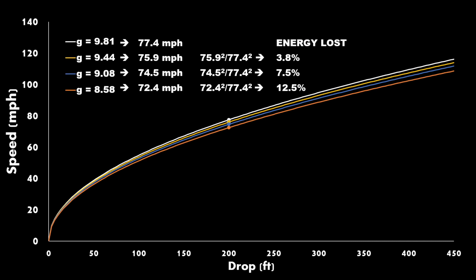So where is all this energy going? It's not really lost, it is being converted into other sources. Some of the ways that energy is being converted is through aerodynamic resistance, rolling resistance, and deflection of the structure. All of these, to some degree, will slow down the roller coaster and lead to lower kinetic energy at the bottom of the hill.